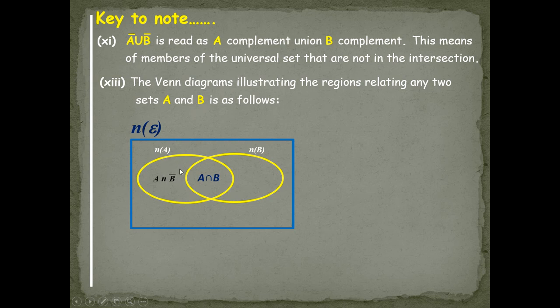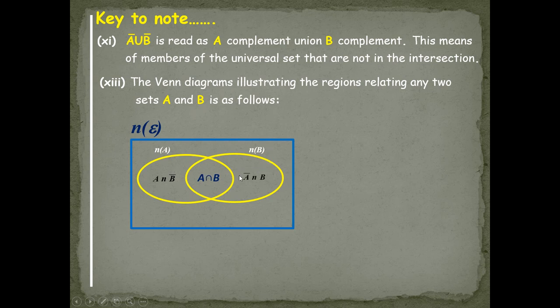We must appreciate the difference between set A and set A only. Once I say set A, I'm referring to the whole of this. Now this is A. The whole of this is set A. Now if I say A only, I will refer to this part: elements that are in A but not in B.